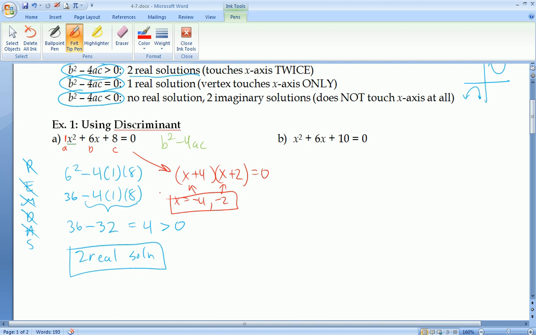Okay. At this moment, I want you guys to pause the video and do B. I'll give you guys a few seconds here to pause, and then I'm going to continue doing the problem.